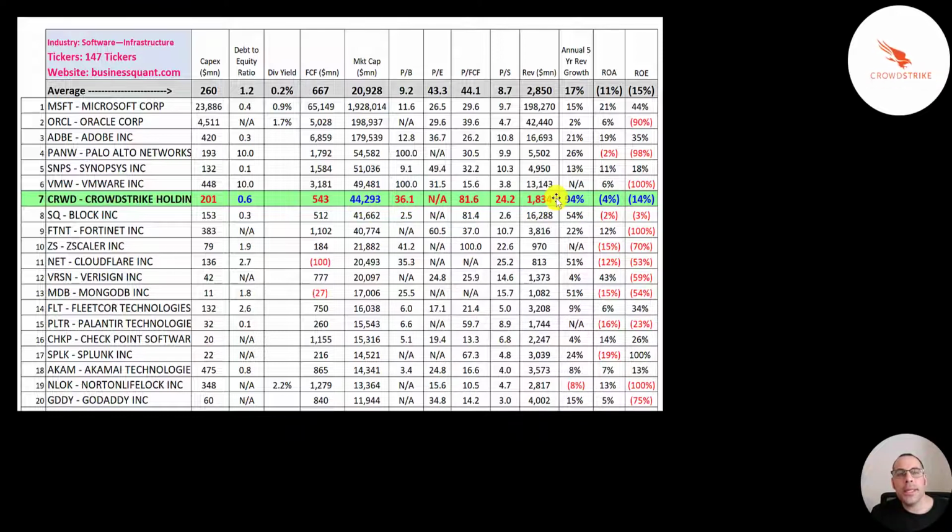The reason this company's stock price has gone up so much is because look at their 5-year revenue growth rate, 94%. They still have a negative ROA and ROE since they have negative net income.